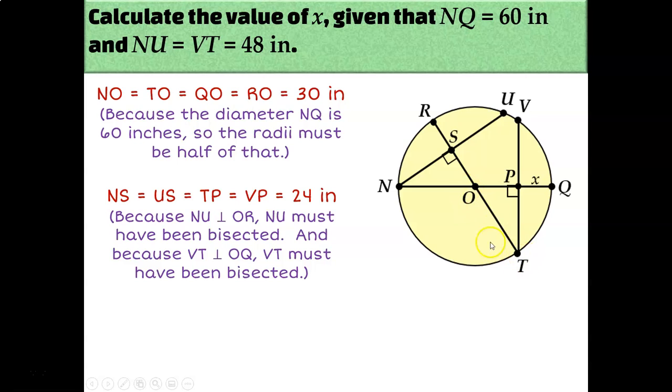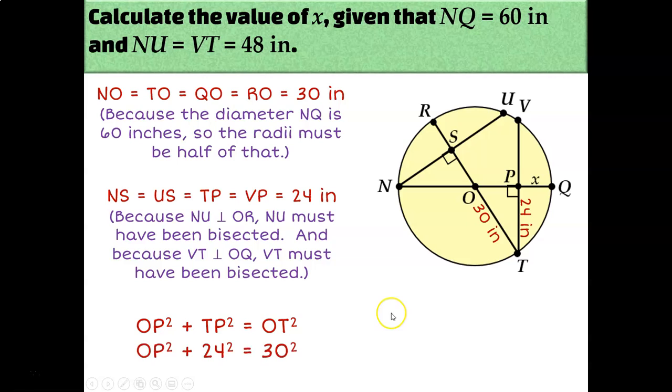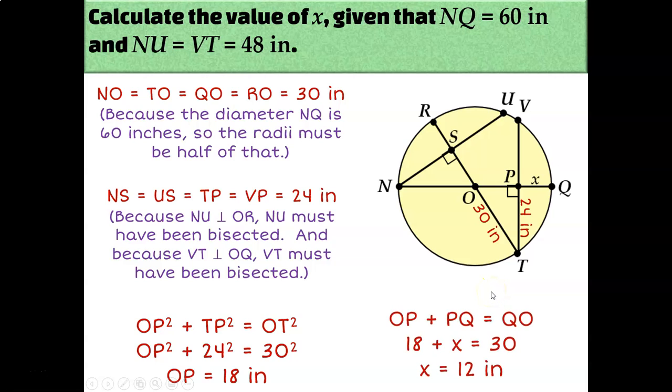So TO we knew was 30, and TP we knew was 24. So I can solve for the length of OP by using the Pythagorean theorem. And when you solve it out, you find out that OP must be 18 inches. And if the entire radius, QO, was 30, and part of that was 18, then the remainder must be 12.